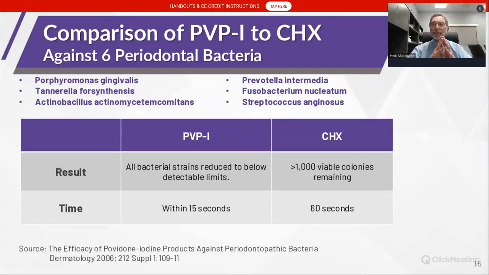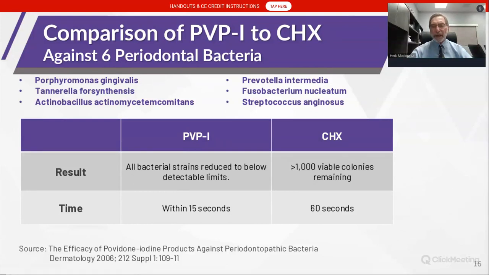I want to compare povidone iodine to chlorhexidine gluconate, and that is for its activity in periodontal care. So, there was a study that was done which did just that. They took a cocktail of 6 different prominent periodontal bacteria: Porphyromonas, Tannerella, Actinobacillus, Prevotella, Fusobacterium, and Streptococcus. And they exposed that cocktail of bacteria to chlorhexidine gluconate for 60 seconds.